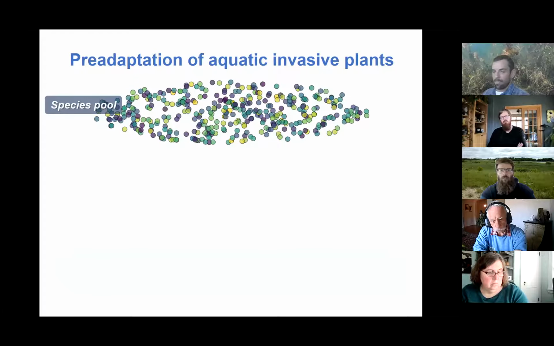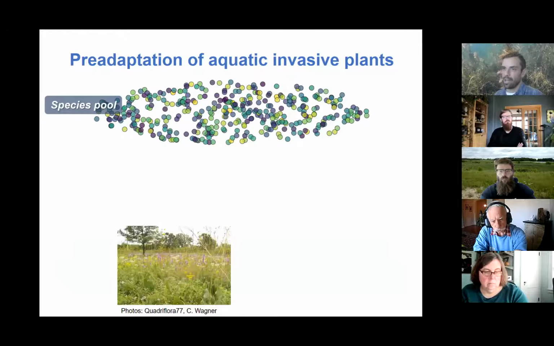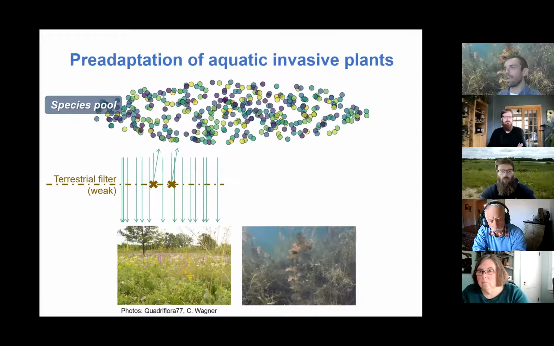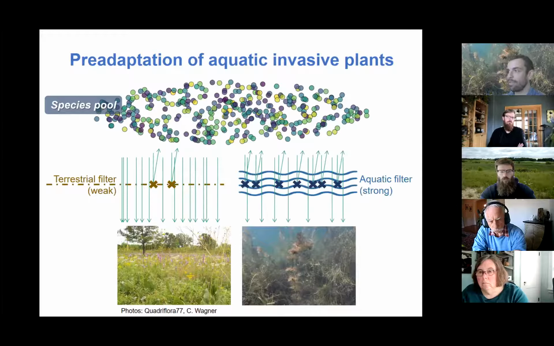So to expand on this, I've made this little cartoon. Let's say we have some pool of plant species, each represented by a different circle, and we're interested in colonization from this species pool into specific habitats, a process called community assembly. We can imagine that maybe a lot of plant species can colonize into terrestrial habitats, that the filter that takes out species that can't live on land might be relatively weak, and only some species will be rejected. In contrast with colonization of an aquatic environment, that filter could be much stronger and fewer species get through it.